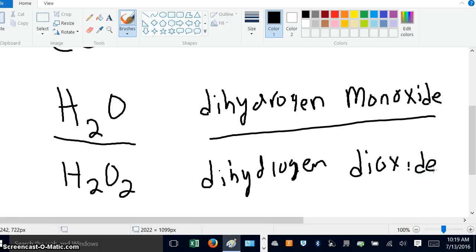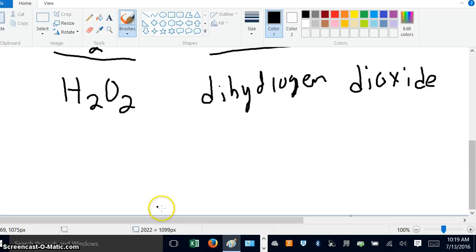Let me point one thing out that's really, really important. In ionic bonds, remember, you have to reduce the subscripts to the least common factor. We never, ever, ever do this with covalent bonds. So just keep that in mind.